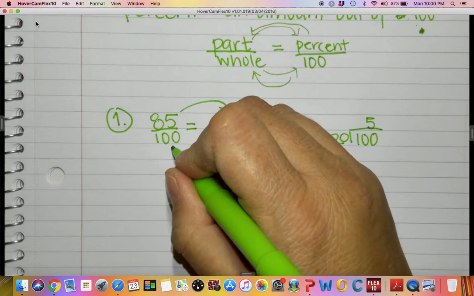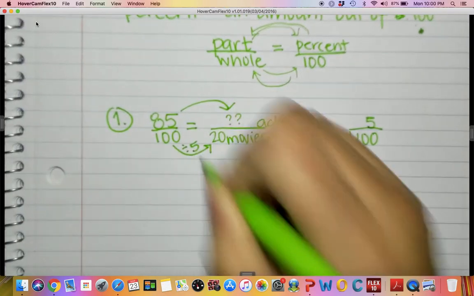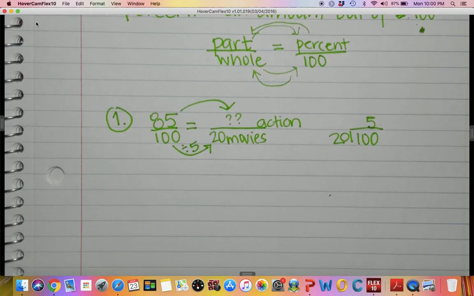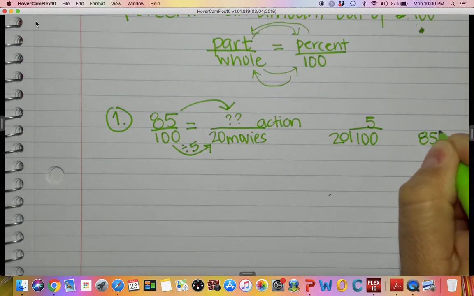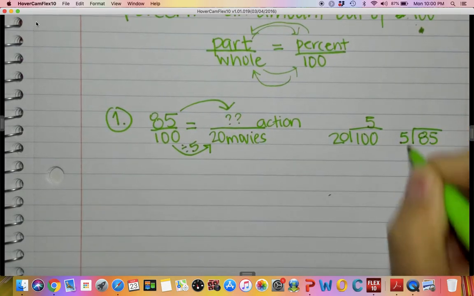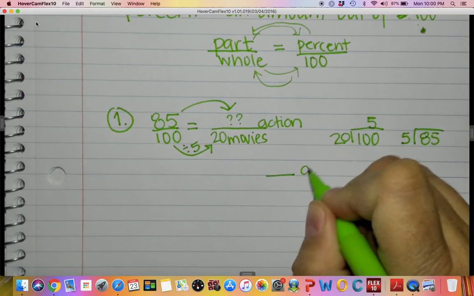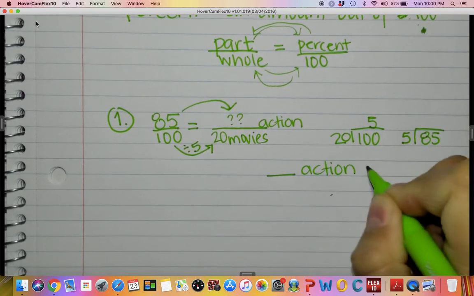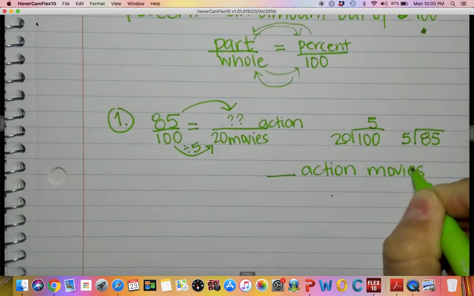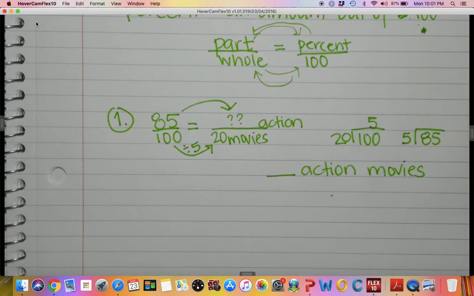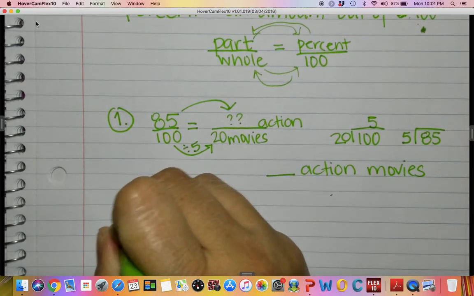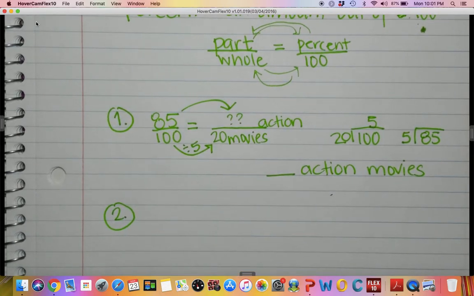So 100 divided by 5 is 20. Now I'm going to do the same to the top. I'm going to do 85 divided by 5, and that will give you how many action movies. Remember, I'm not giving you answers. You're going to type in those answers into the document once you're done. All right, let's look at number 2.